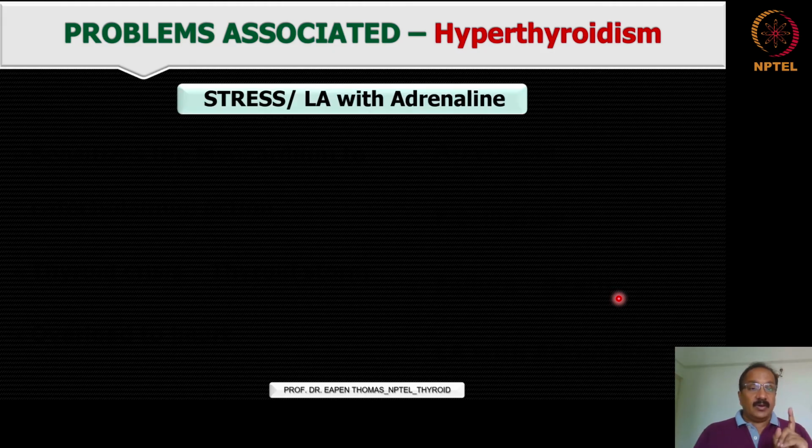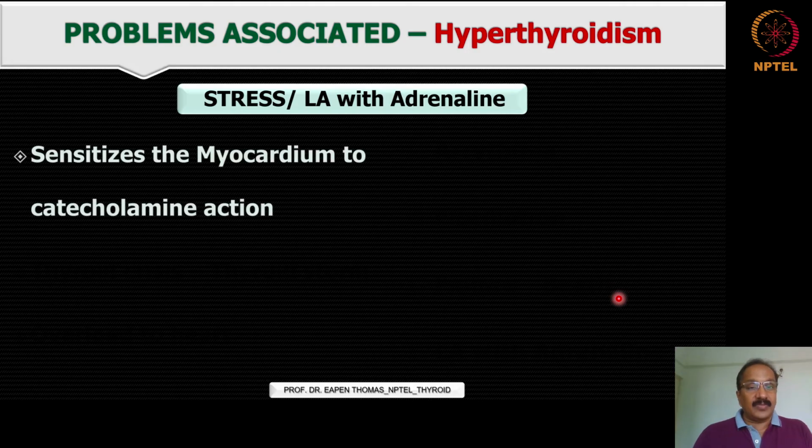Now, let's see what the problems associated with hyperthyroidism are. Because whatever procedures we do, we create stress, isn't it? And we also give LA with adrenaline. So these are two very harmful things for patients with hyperthyroidism. How and why? Let's see. Whenever there is stress, a large amount of adrenaline and noradrenaline, the catecholamines, are released into the circulation. Catecholamines already have a stimulatory effect on the heart.